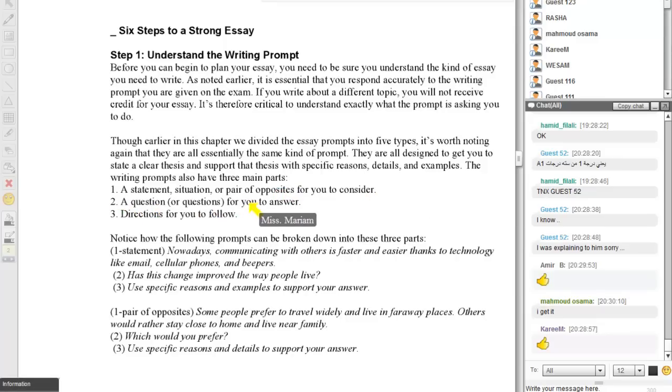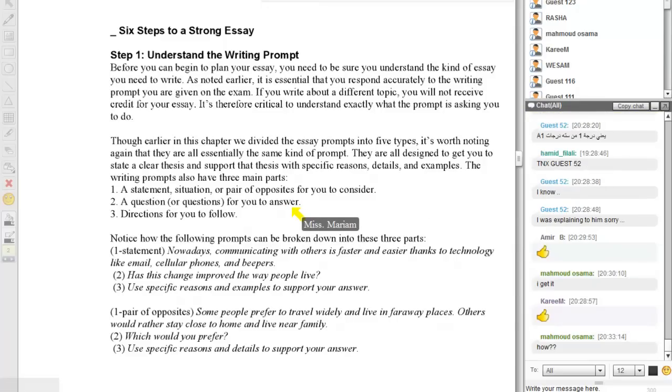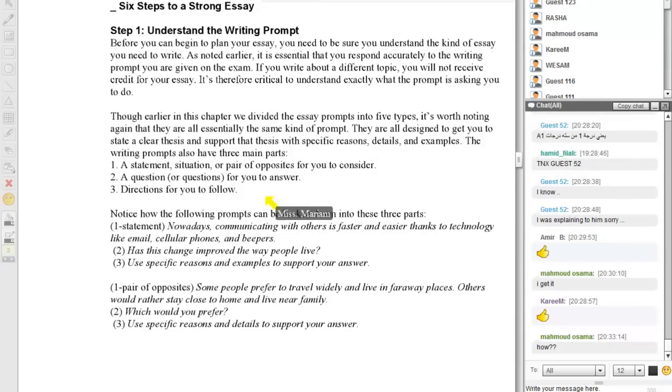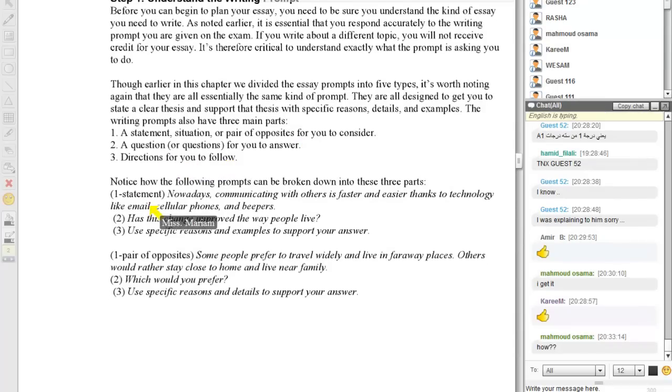The second part is a question or questions for you to answer. This part is what you are going to write about. Is it clear? So don't be confused. First they state what it is about, and then they give you a question that you are going to answer. We are going to see an example, and then directions for you to follow.